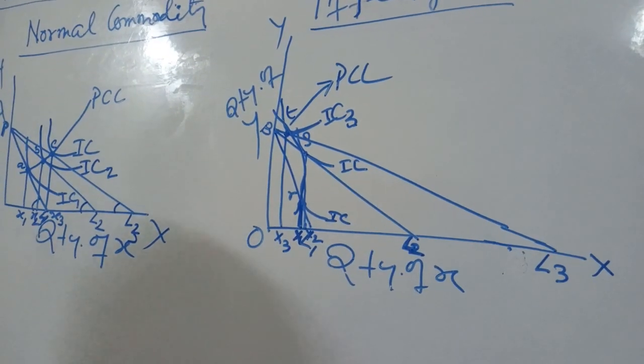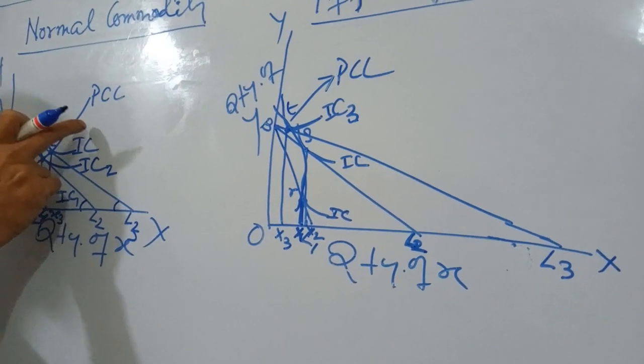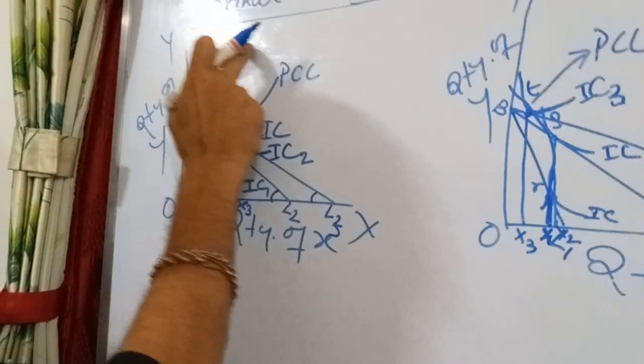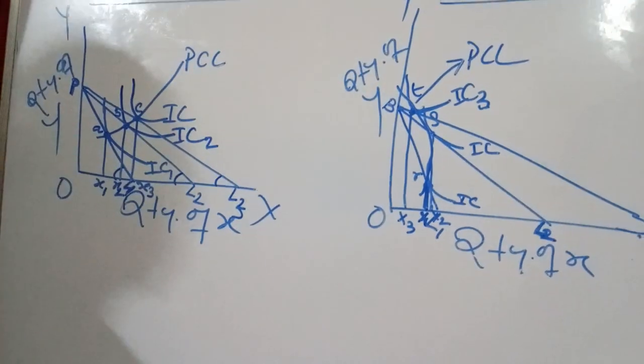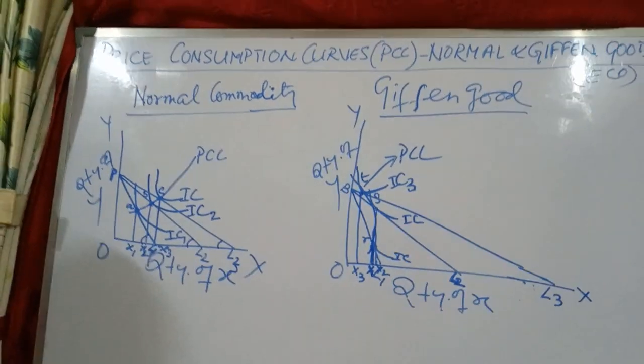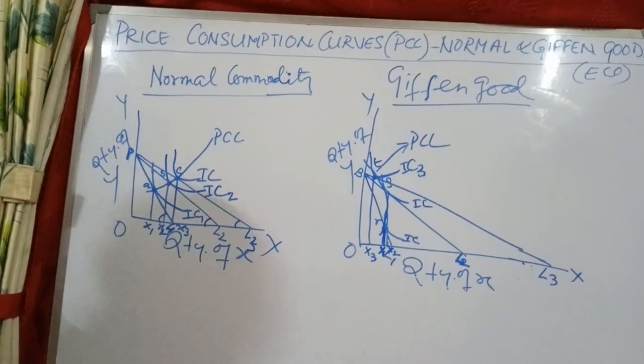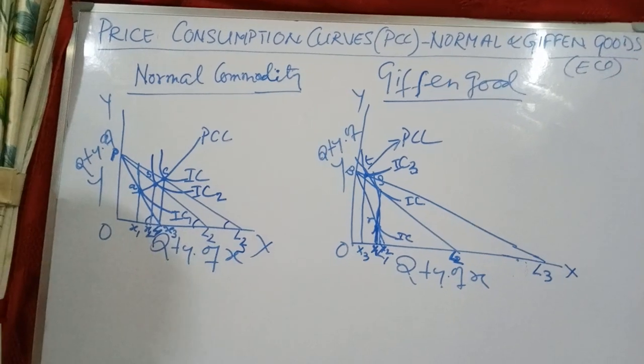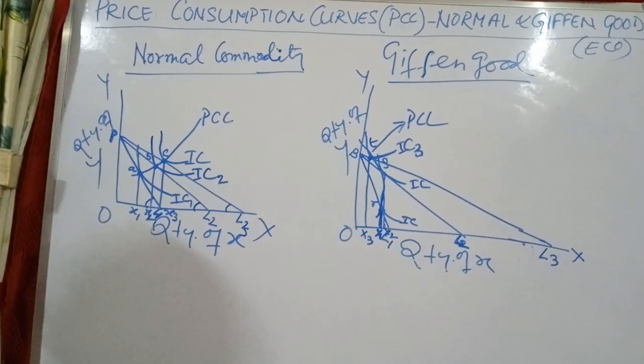So this is the difference between the shapes of the PCC for a normal commodity and a Giffen commodity. In case of a normal commodity, the law of demand is followed, and in case of a Giffen good, the law of demand is violated. Right?